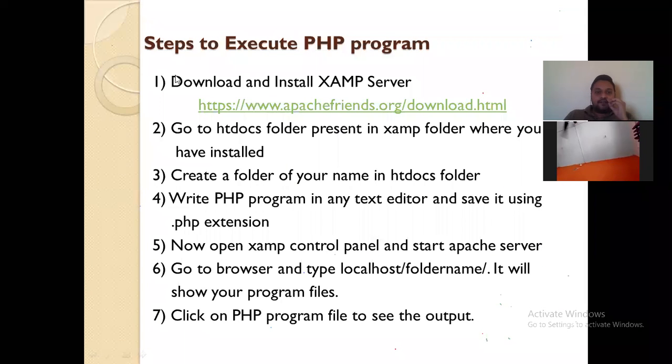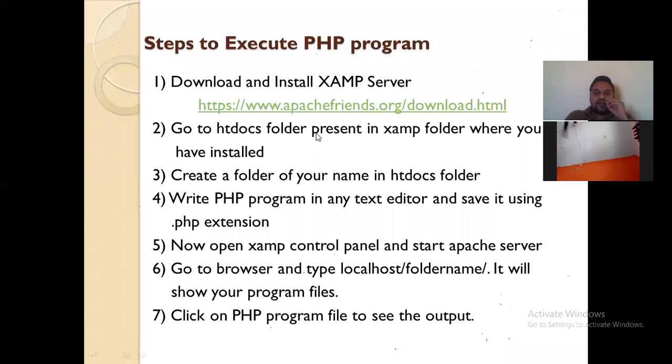So see what are the steps to execute a PHP program. First, we need to download and install the XAMPP server. Okay. For executing PHP programs, basically we need three things. The first one is we need one server like Apache server. Then we need a database like MySQL, and then we need a PHP parser. Okay, so rather than downloading and installing these three things separately, we can simply install the XAMPP server.